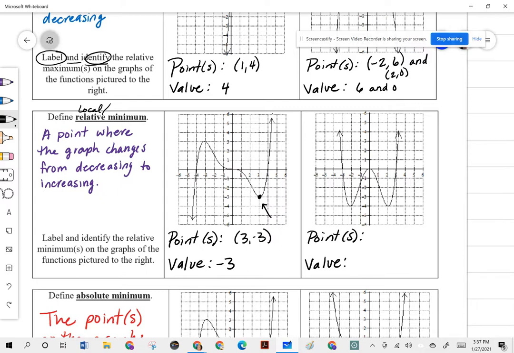Here again, we're going from decreasing to increasing. So there is a minimum there, and there's also a minimum here. Again, put those points on the graph, and then we've got (-2, -4) and (2, -4). The value ends up being just -4 because they're the same value. We're just looking at the y value.